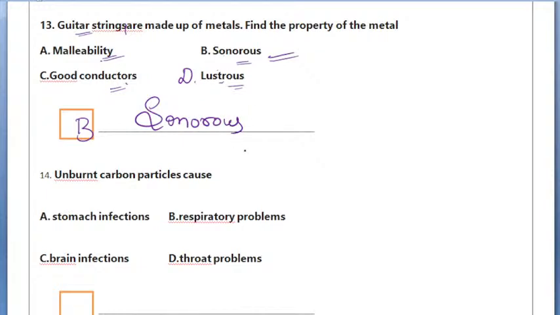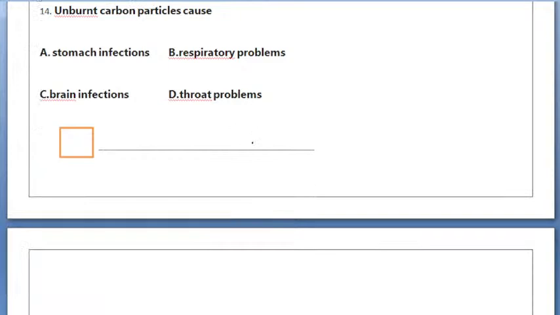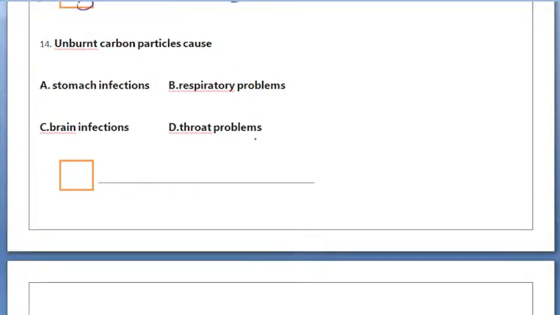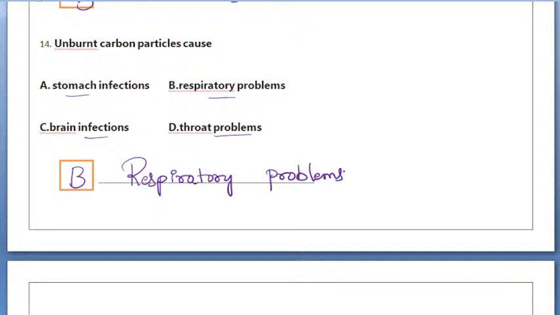Okay, yes. Let's go for the next question. Unburnt carbon particles cause what? Do they cause stomach infections, respiratory problems, brain infections or throat problems? What do they cause? Okay, they cause respiratory problems, because they release toxic gases. By releasing the toxic gases, they cause the respiratory problems.